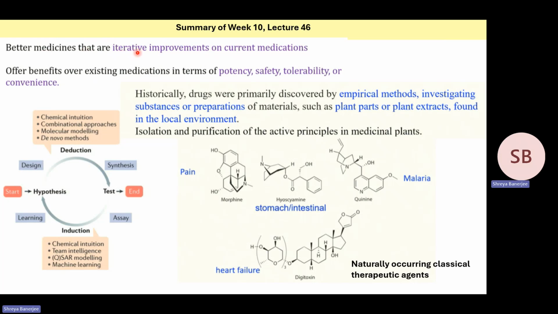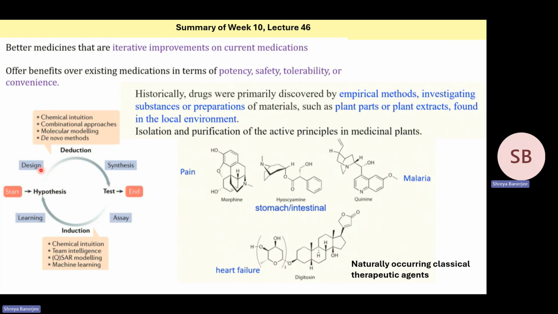Better medicines are iterative improvements on current medications. So basically, let's start at the process. So you start and then you have a hypothesis. Like, suppose there is a certain pharmacophore that you have identified that will be a good binding molecule. You design a molecule and you synthesize it.